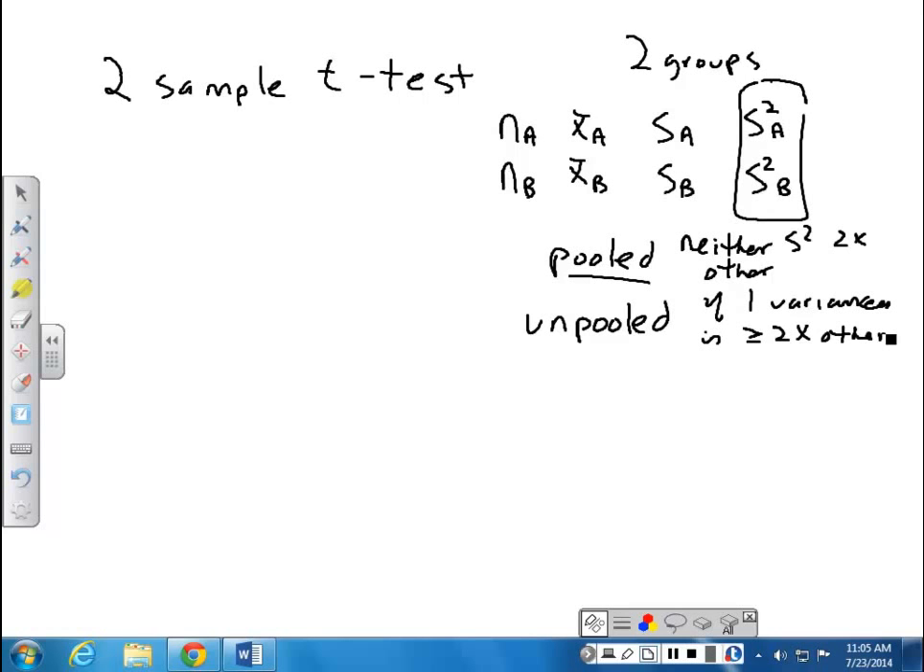So what I would suggest is that whenever you're going to work one of these problems, the first thing you do is pull all of this information out. If it's not already in a table, make a table with that information, something like this. Then the next step would be to decide whether you're going to use the pooled or unpooled variance.